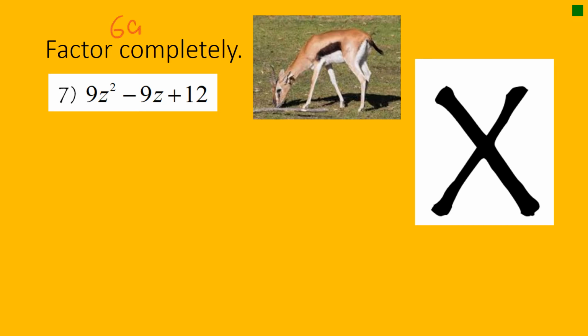So let's look for a GCF. Look at these three. Do they have one? They do. They have a GCF of 3. So remember, when you take the GCF out, you got to put a bracket.